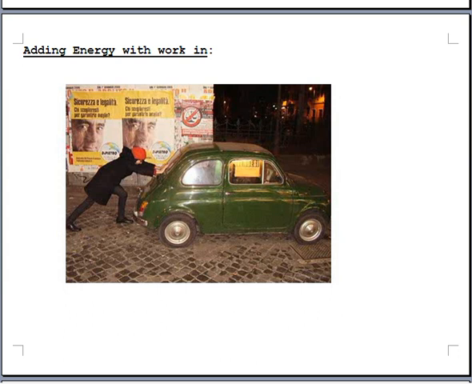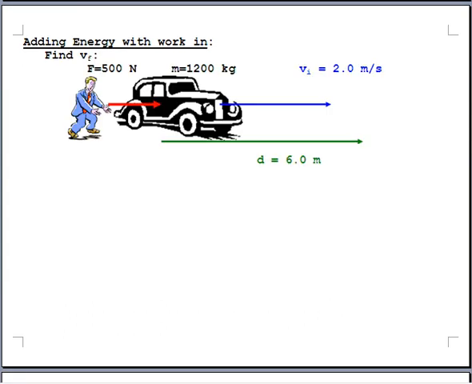So, scenario 1, we are going to have somebody adding some energy or adding some work in. You can see here we've got an elf, a helper, a pusher. So let's try this example. We want to find the final velocity of this car. It is moving already at 2 meters per second. It's 1,200 kilograms. And then Joe is going to come along and push with a force of 500 newtons for a distance of 6 meters. How fast is the car going at the end?